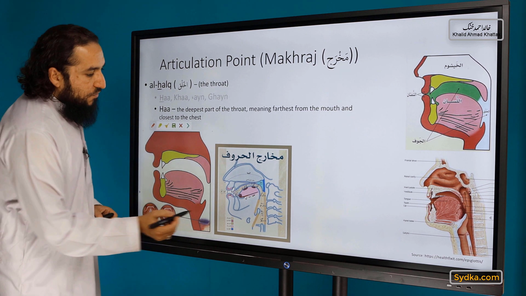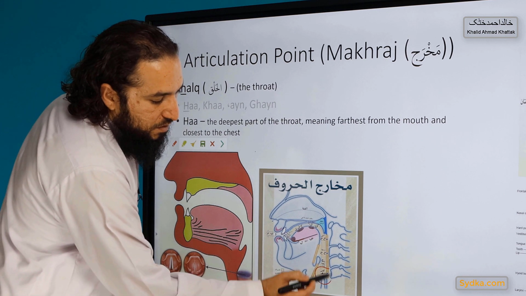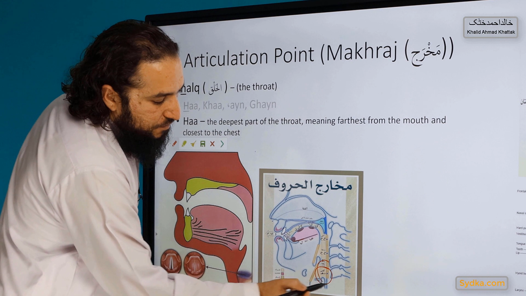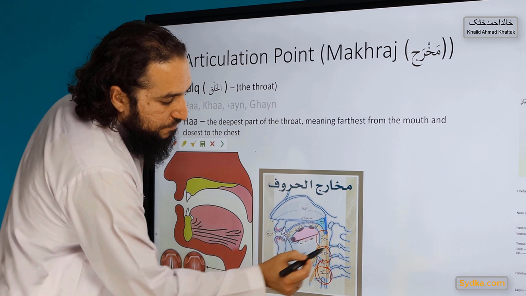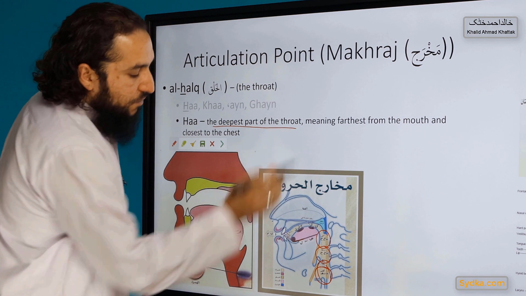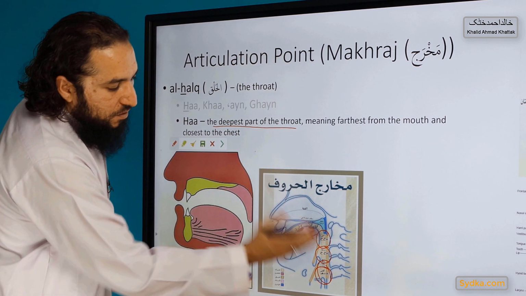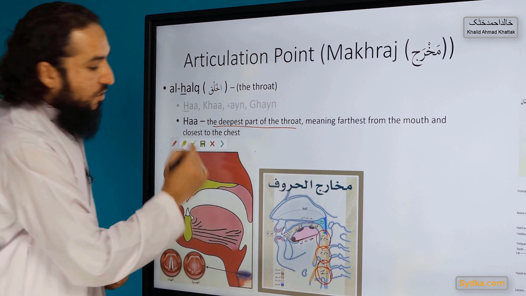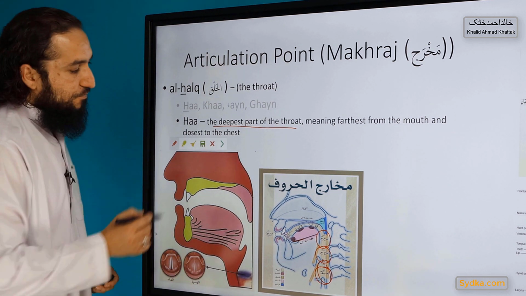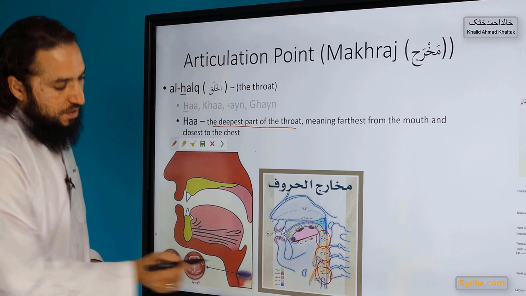Okay. So if you see here, we know that the throat is divided into 3 parts. And that is the deepest part. So the deepest part of the throat, meaning the farthest from the mouth and closest to the chest. Okay, that's the articulation point.